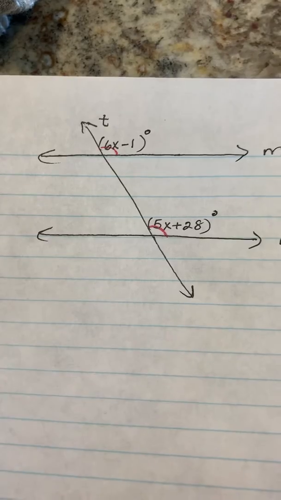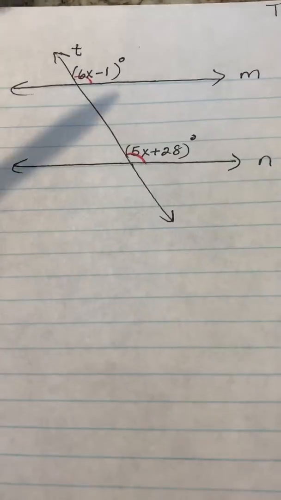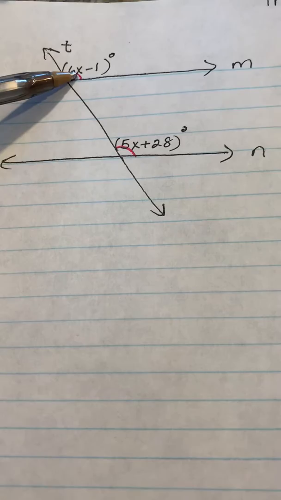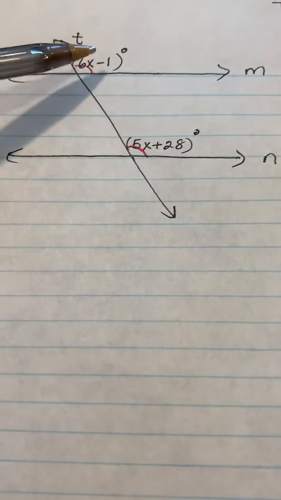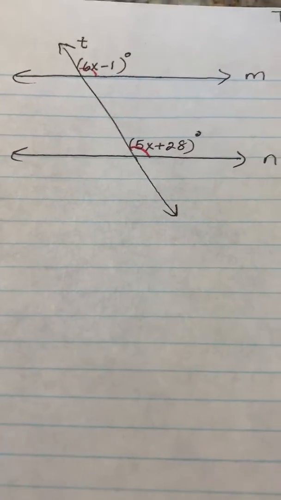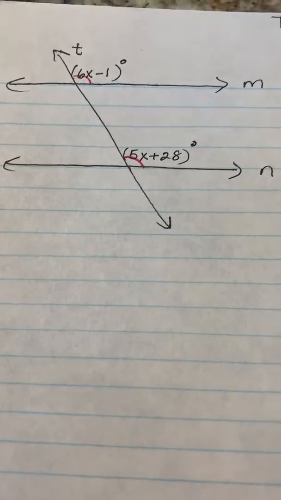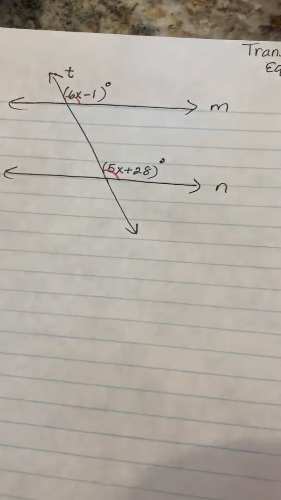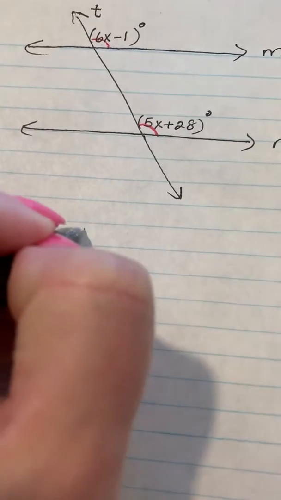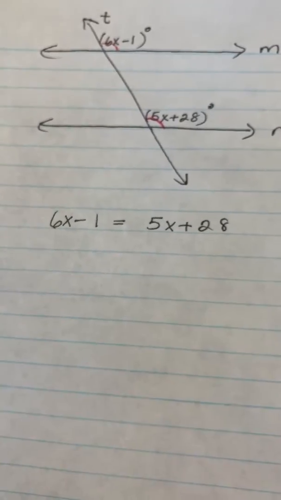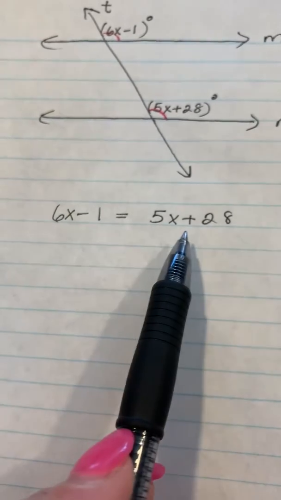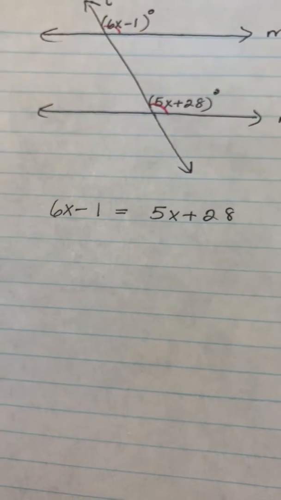If you notice, they have a relationship of corresponding angles. They're in the same spot. For example, here, this angle is the top right of the angle cluster, and this is also the top right of the angle cluster. If you recall from the vocabulary, corresponding angles are equal to each other. So if they're equal, we would say that 6x minus 1 must be equal to 5x plus 28. Those are the degrees of each angle, and the one angle is equal to the other angle. So that's how you would start that.